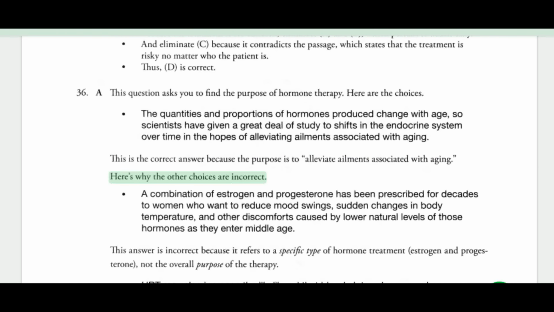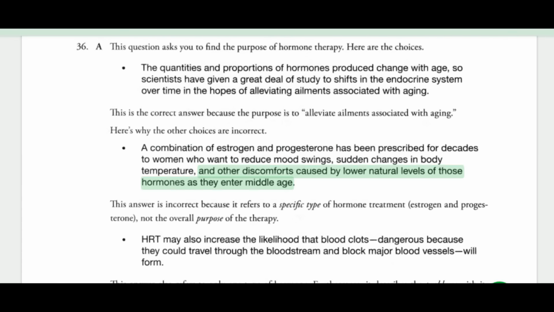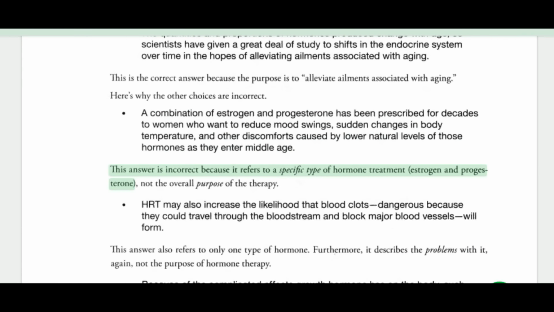Here's why the other choices are incorrect. A combination of estrogen and progesterone has been prescribed for decades to women who want to reduce mood swings, sudden changes in body temperature, and other discomforts caused by lower natural levels of those hormones as they enter middle age. This answer is incorrect because it refers to a specific type of hormone treatment, estrogen and progesterone, not the overall purpose of the therapy.